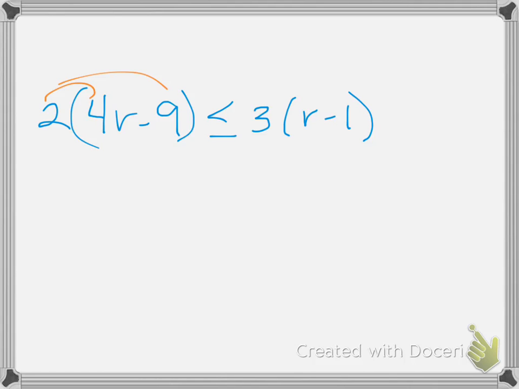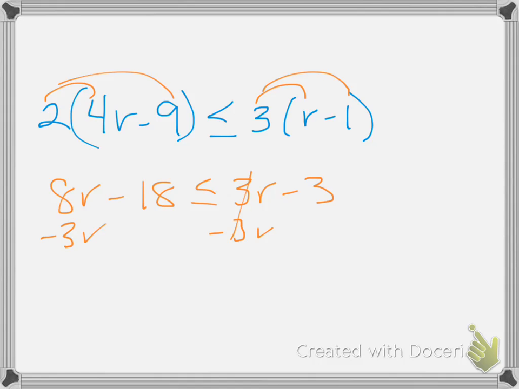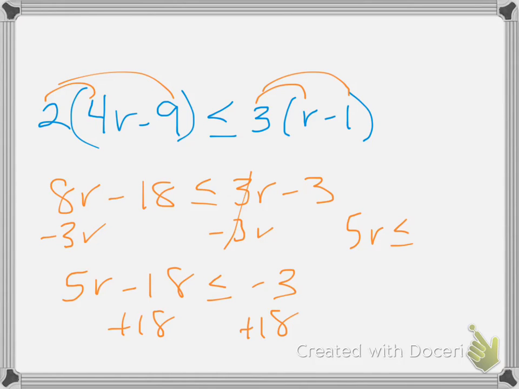Let's go ahead and distribute. So we got 8r minus 18 is less than or equal to 3r minus 3. Let's subtract 3r. So we got 5r minus 18 is less than or equal to negative 3. Add 18. 5r is less than or equal to 15. Divide by 5. r is less than or equal to 3.